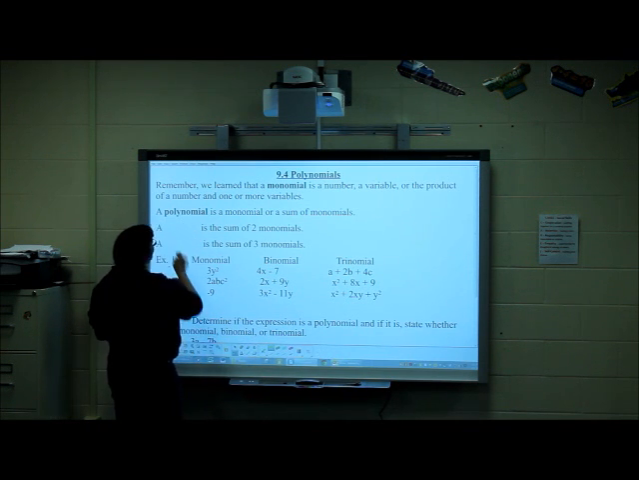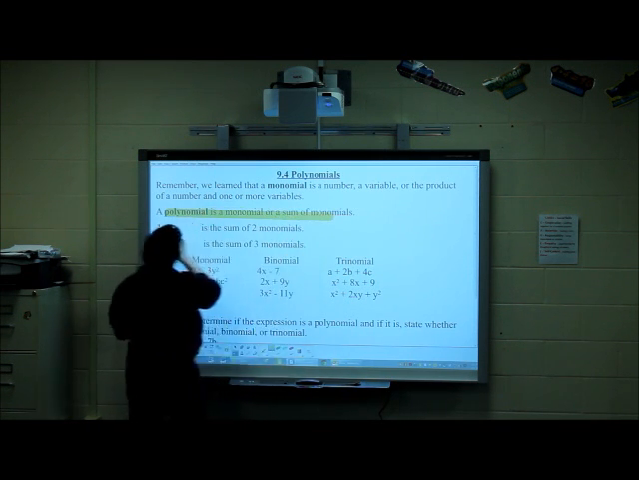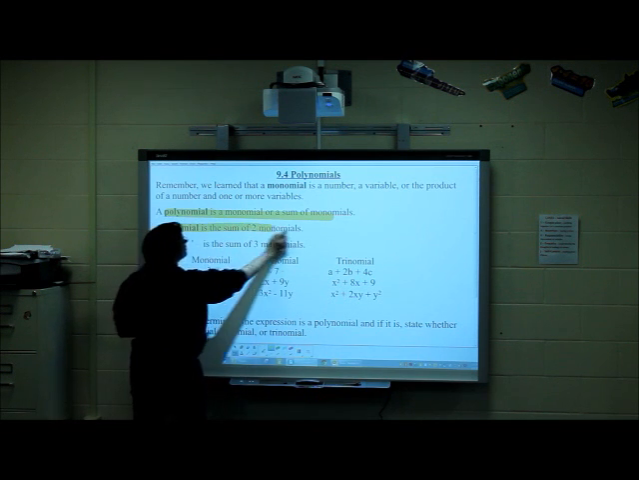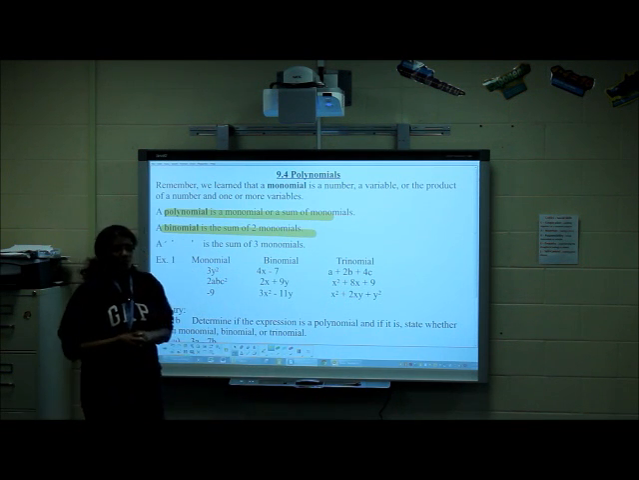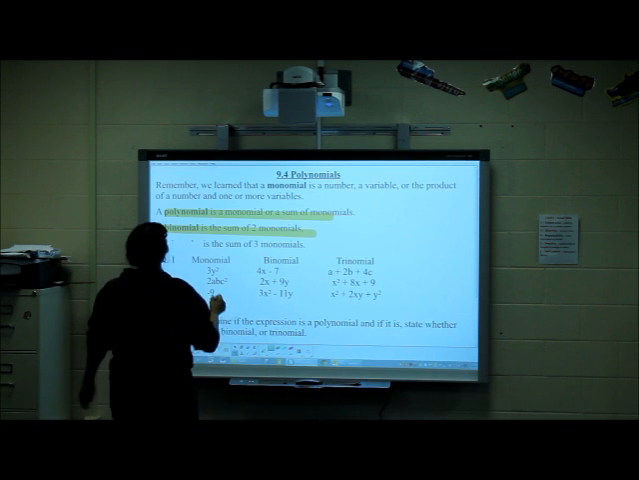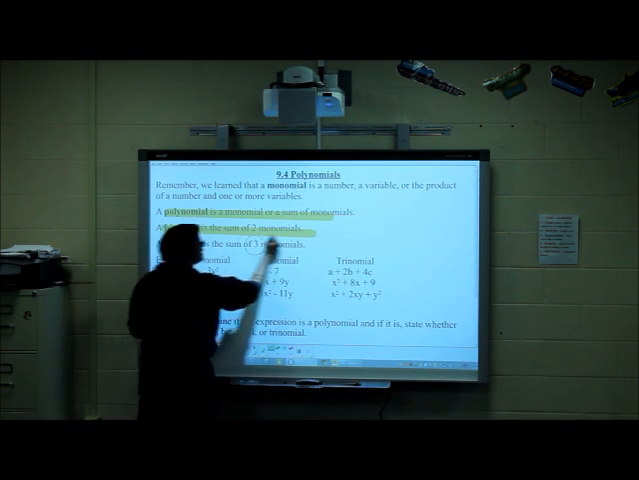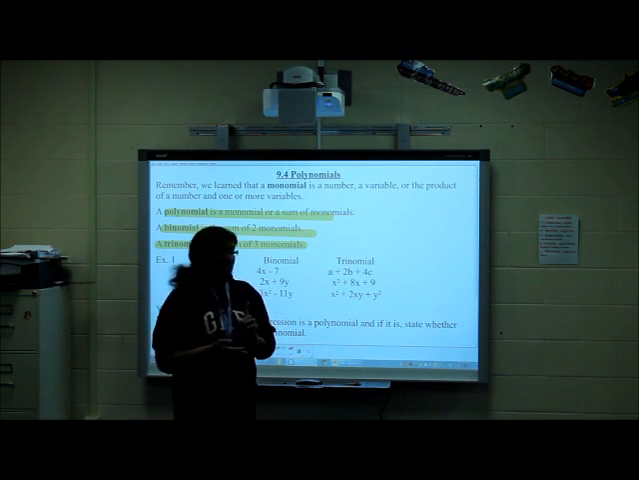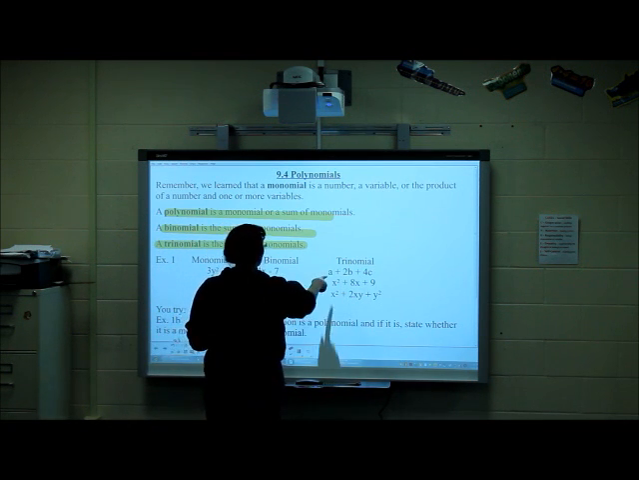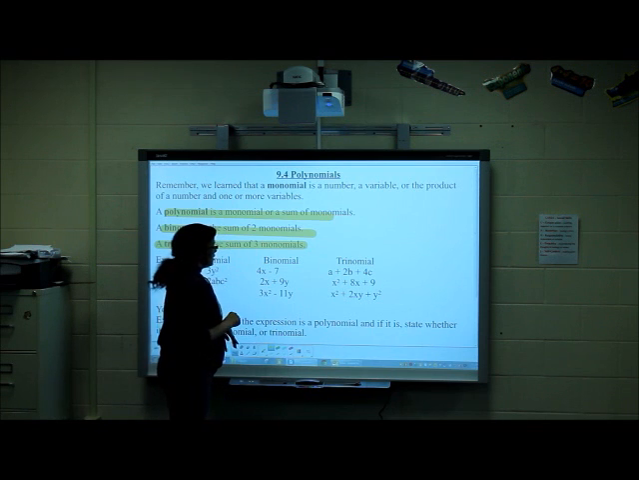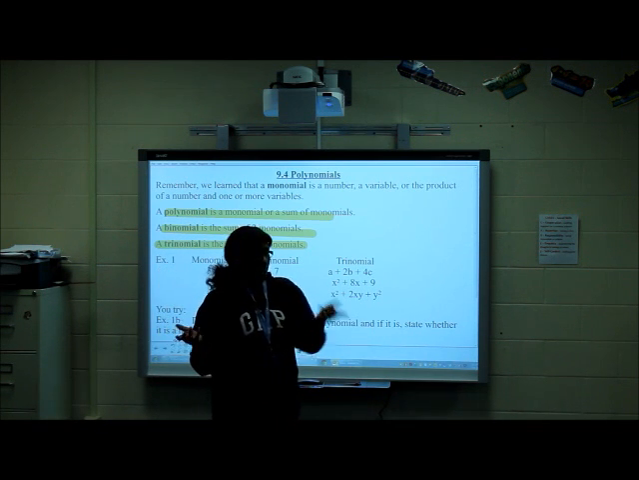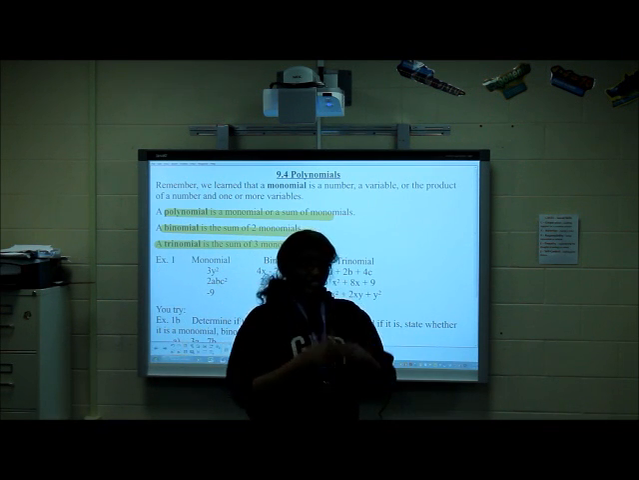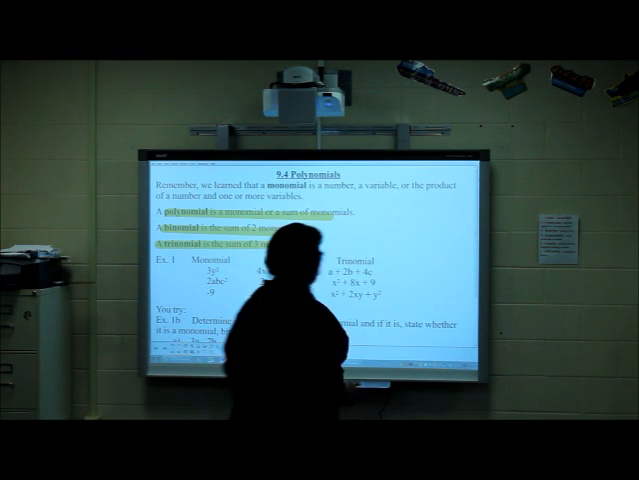What do you think a binomial is? The sum of two monomials. Very good. What do you think the sum of three monomials is? Trinomial. Very good. Okay, so let's talk about what makes a monomial, what makes a binomial, what makes a trinomial. It says sum, but I've got a minus sign here. Does that matter? No. Plus negative. Very good. Plus a negative is the same thing as subtracting.